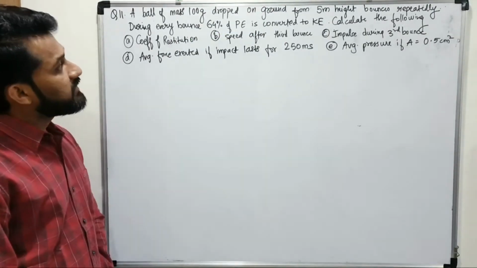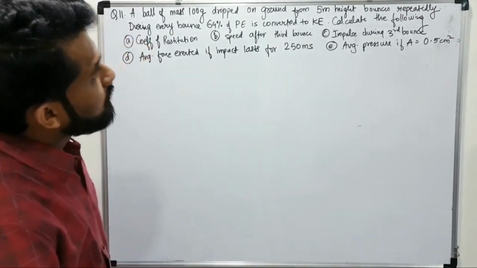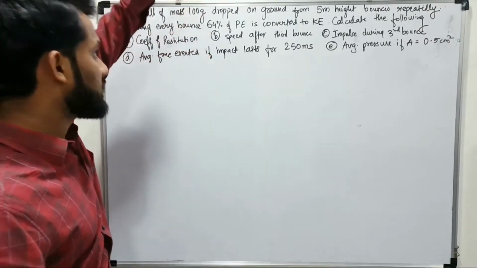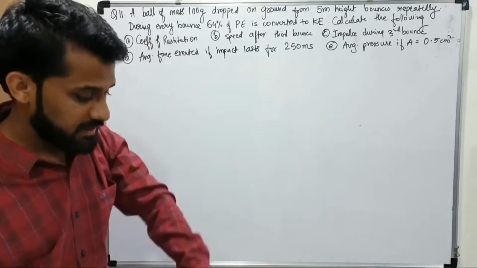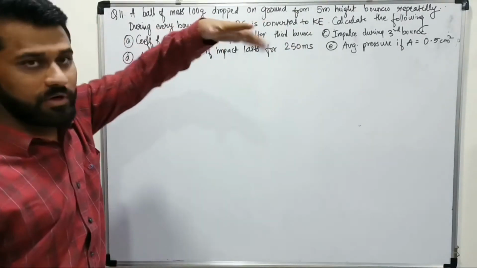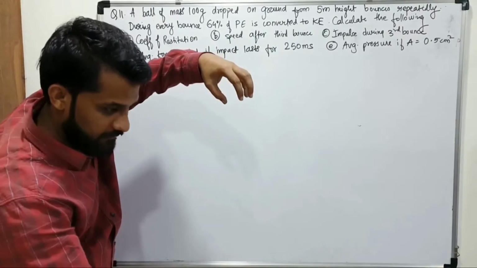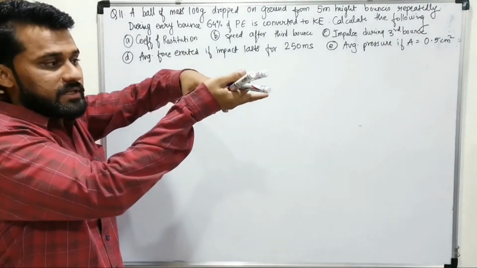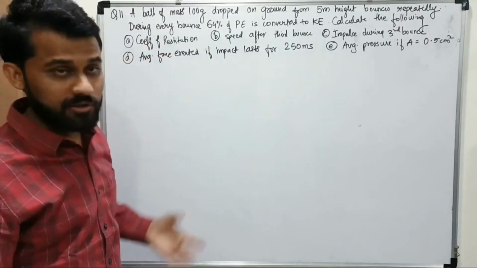A ball of mass 100 gram is dropped on ground from 5 meter height, bounces repeatedly. During every bounce it loses 64% of its energy. 64% of potential is converted into kinetic. Actually, if the collision is perfectly elastic, all 100% converts into kinetic. So what happens exactly is, when you release the ball, its potential converts to kinetic, and after bouncing, that kinetic again converts to potential and it comes back to the original state. In this case, 64% energy is only converted, that is 36% energy is lost.